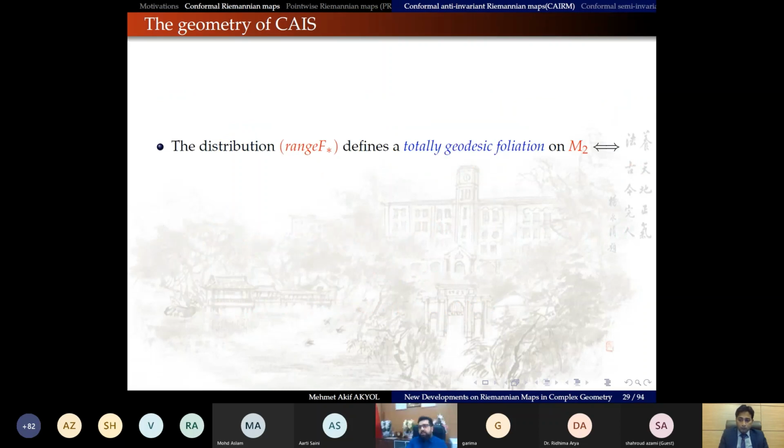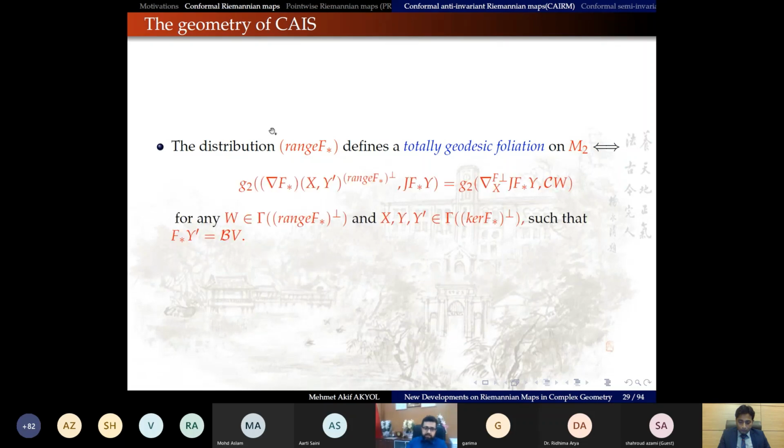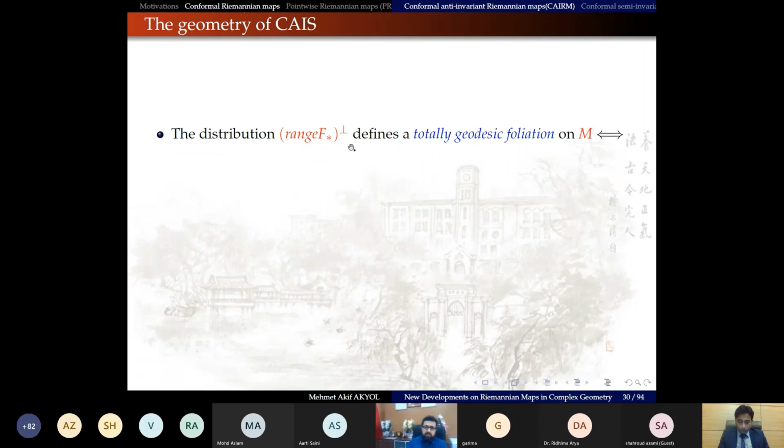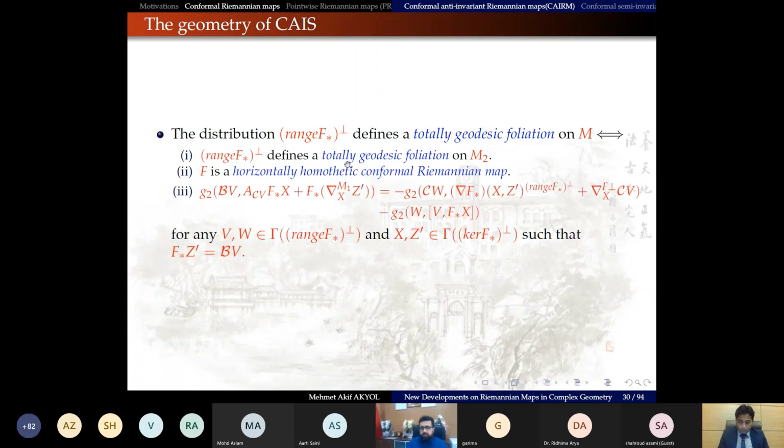So in this part, we are going to talk about the geometry of conformal anti-invariant Riemannian maps. The range of the map defines a totally geodesic foliation. We have these conditions. And also the perp of the range of the map is a totally geodesic foliation on M. We have three conditions.